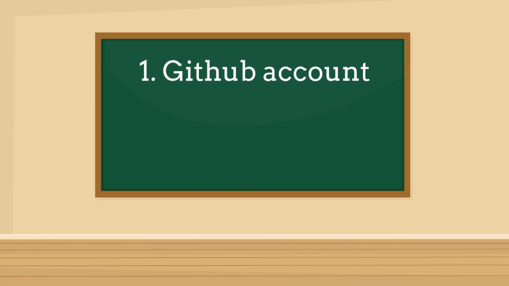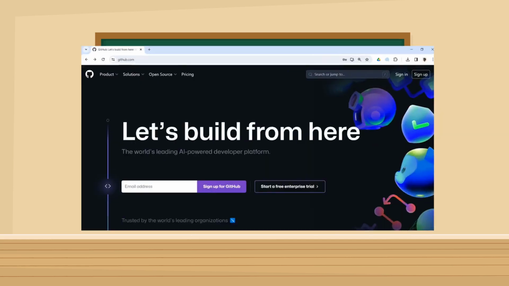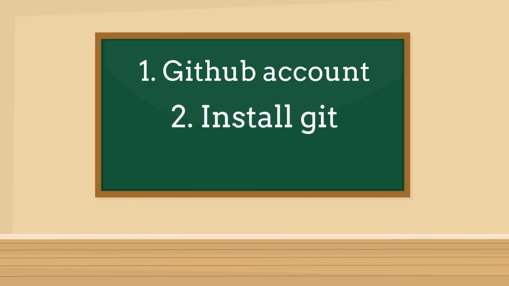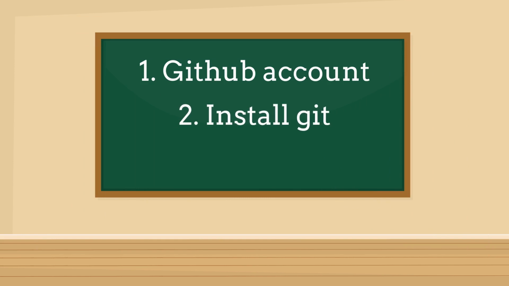Overall, you need 3 things to get started. First, you need a GitHub account to host your code repositories. If you do not have an account yet, go to github.com to sign up and create a free profile. Next, you need to install Git to your machine. This download will be specific to your operating system. See links in video description.